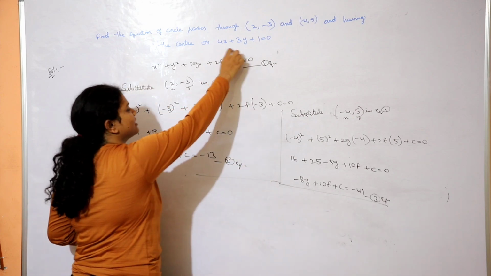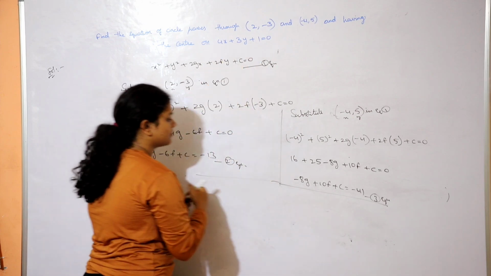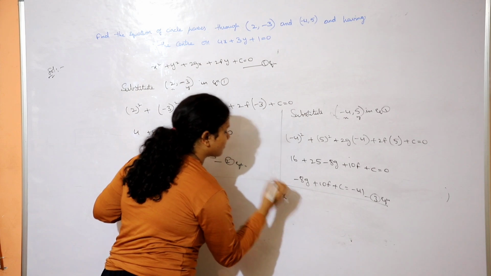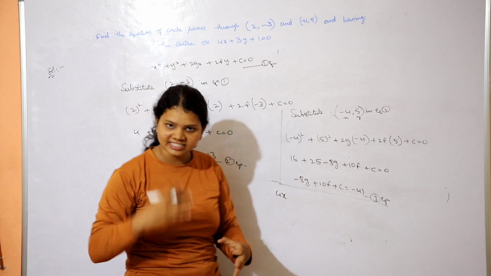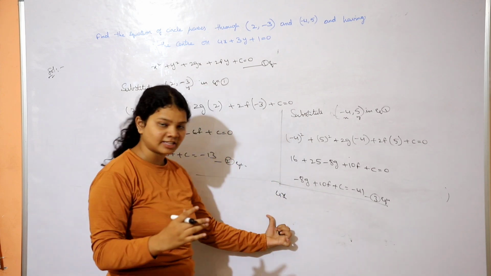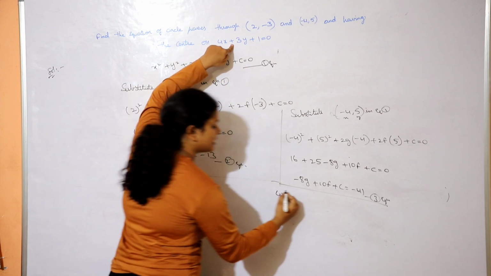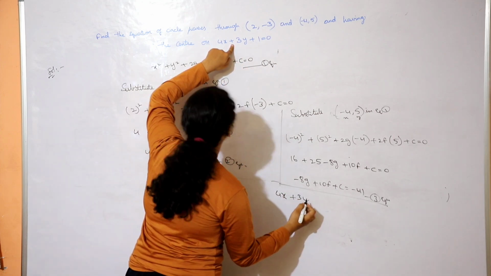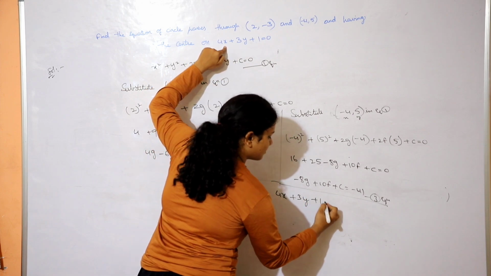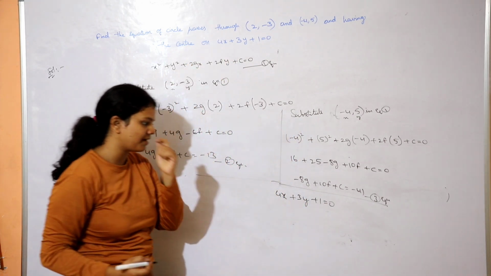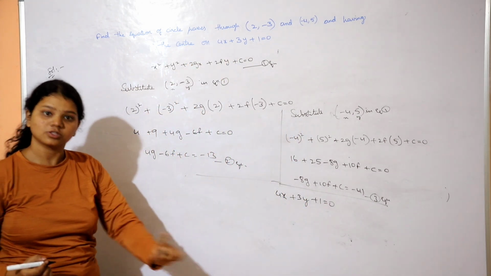But there is one way, the material way. So here you are having this equation. Now from here try to understand the concept. So the concept goes like, here you are having the equation, so just take this equation over here. Just copy this equation. So the equation is 4x plus 3y plus 1 equal to 0.